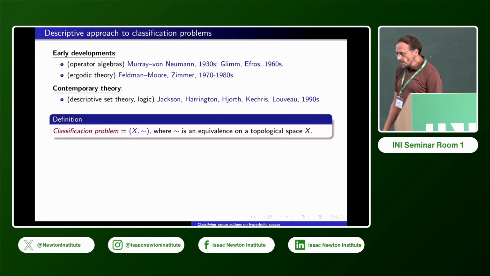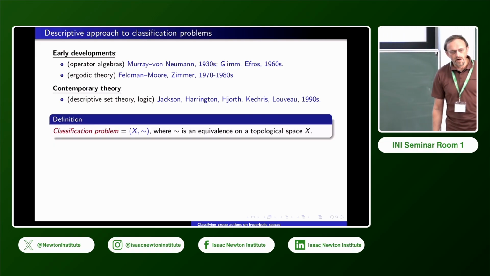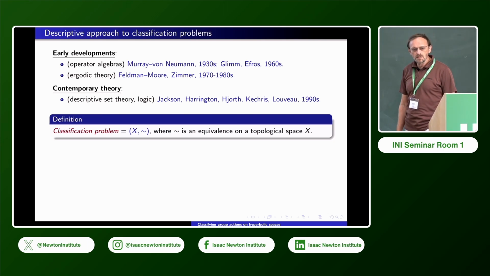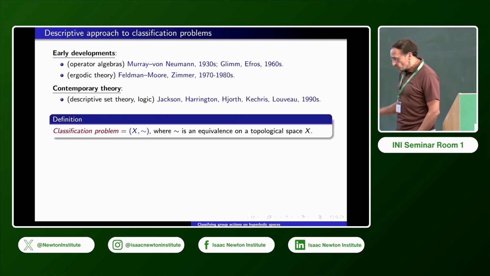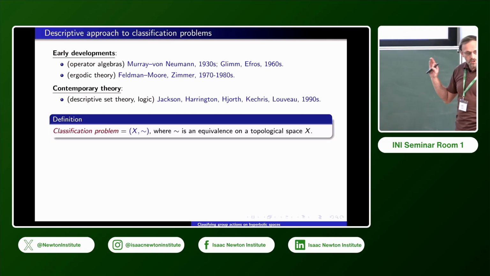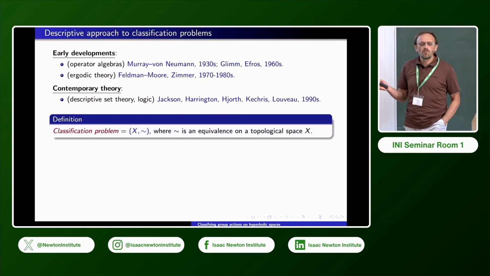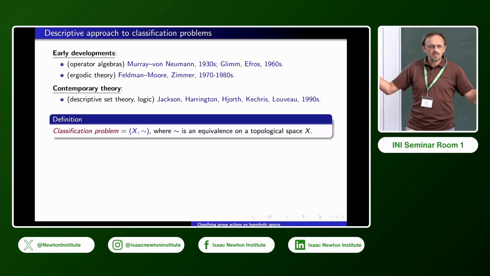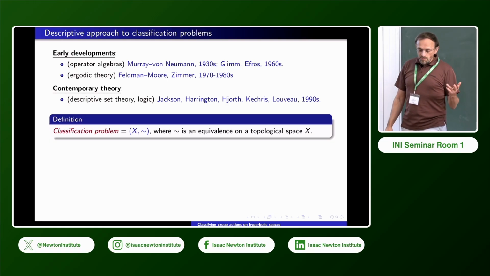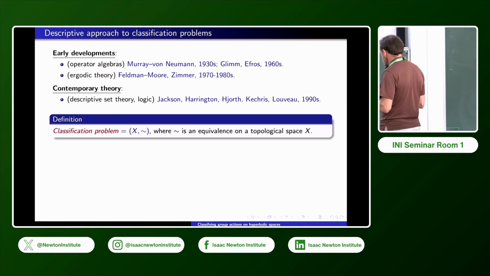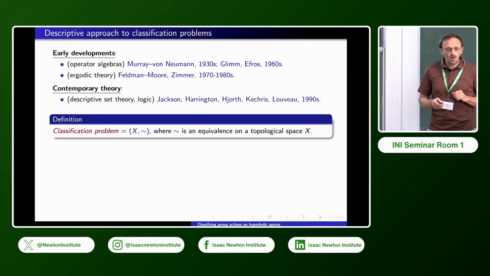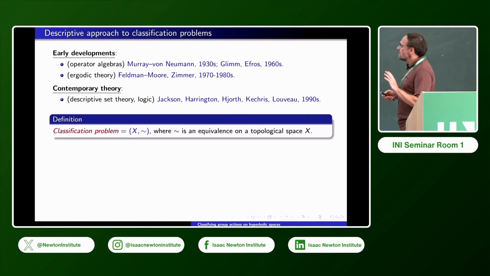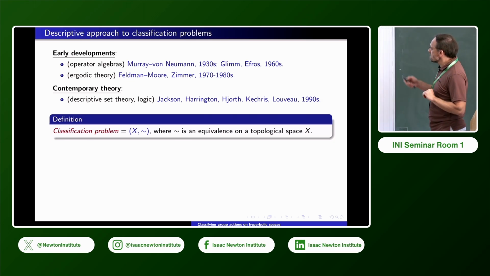So the idea is to formalize a classification problem as a pair, X and some relation on X, where X is a topological space. And at first, forget about the topological structure on X. So what is a classification problem in mathematics? You have some set of objects, you want to classify them up to a certain equivalence, right? And that's the classification problem. Now, the topological structure on X allows you to analyze the complexity of the classification problem. And I'll explain this in more detail on my next slide.